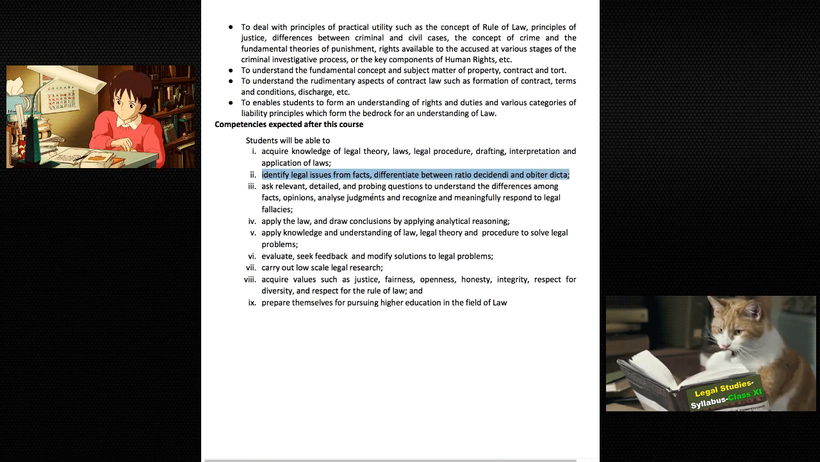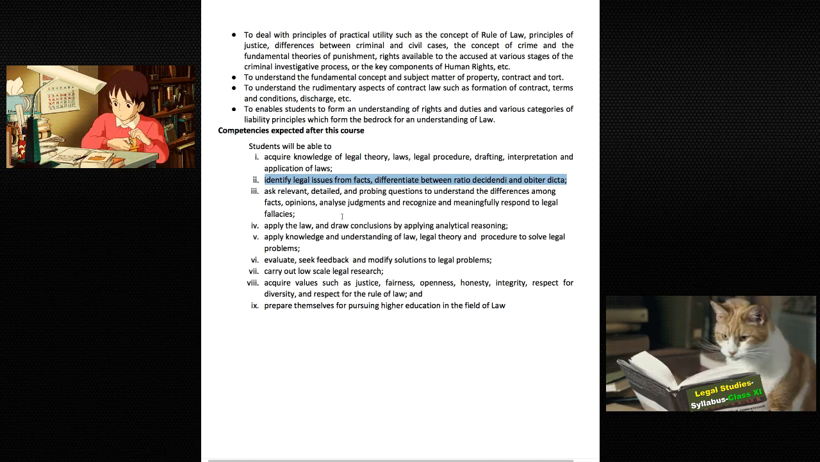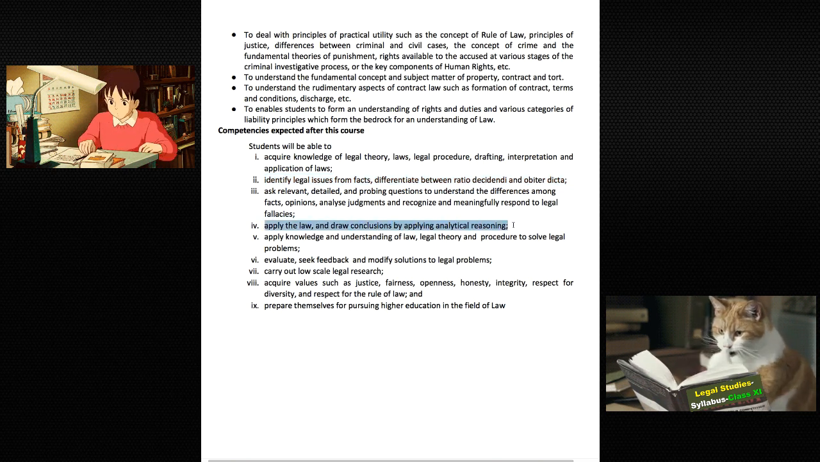So this is another thing: after going through the facts, you can find out the issues. You can differentiate between the ratio decidendi and obiter dicta, what is the judgment and what is the logical argument, talking about ratio decidendi and obiter dicta accordingly. So these are the things that you will come to know. More importantly, you will come to know how to apply the law and draw conclusions by applying analytical reasoning.